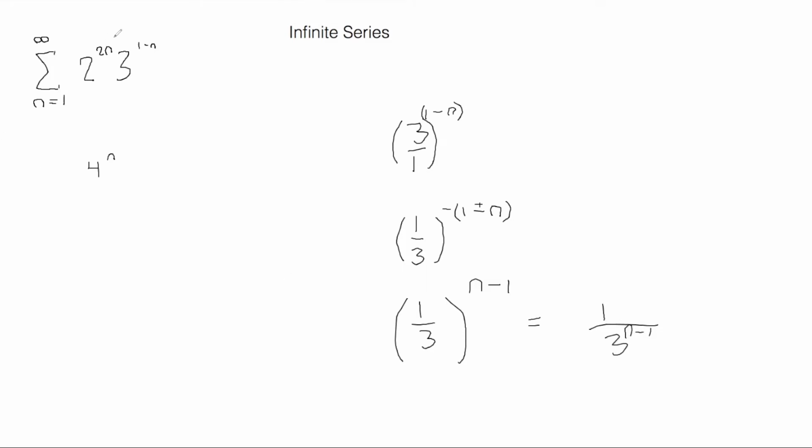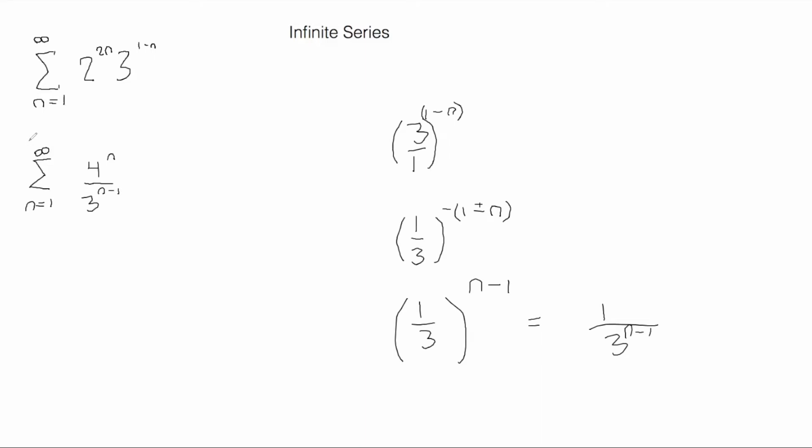So let's go ahead and substitute that in for the 3 to the 1 minus n. So I'm going to write this on the bottom. We're going to replace the 3 to the 1 minus n power with a 1/3 to the n minus 1. Sum of n equals 1 up to infinity. So this thing is already starting to look more like what we're used to seeing.